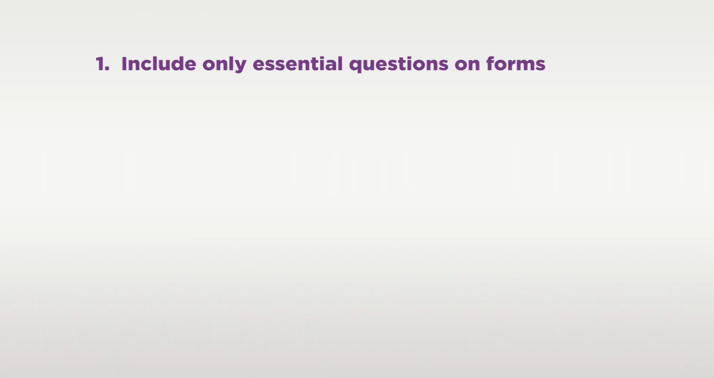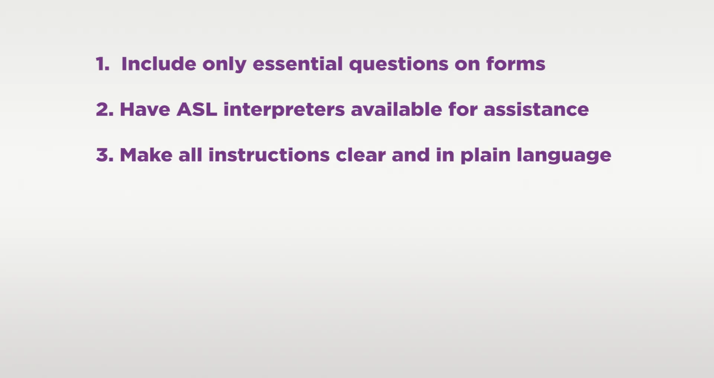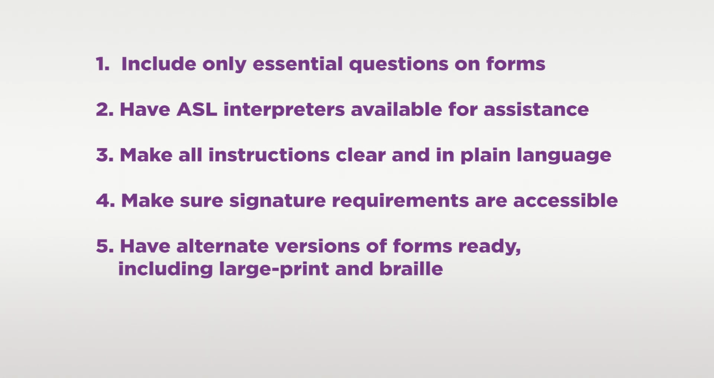Here's a checklist for accessible forms. Include only essential questions on forms. Have ASL interpreters available for assistance. Make all instructions clear and in plain language. Make sure signature requirements are accessible. Have alternate versions of forms ready, including large print and Braille. Use plain language on all forms.